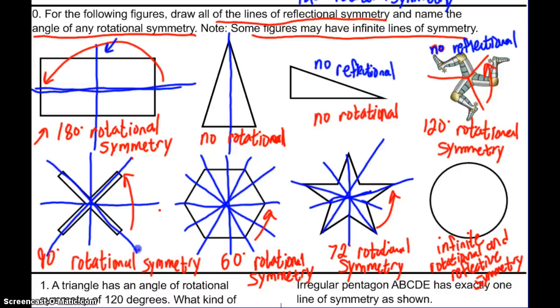1, 2, 3, 4. And it has 90-degree rotational symmetry. Again, if we took that x and rotated it 90 degrees, boom, we would get the same figure.